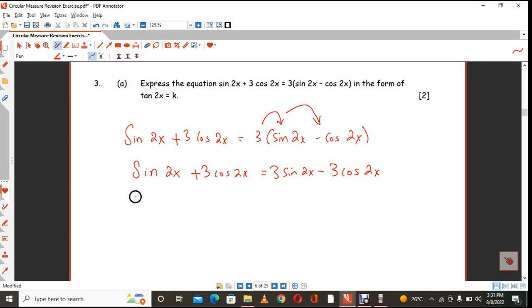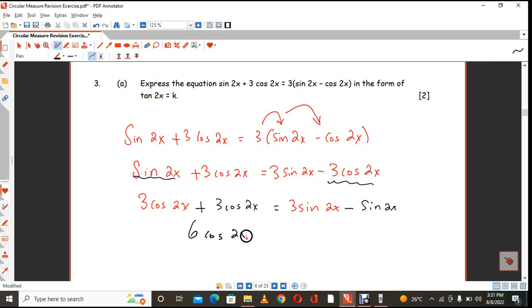So let's collect like terms. If I collect like terms, I have 3 cos 2x, and then I'm going to have plus 3 cos 2x. All right, that's that one. So that's going to equal, of course, I have 3 sine 2x, so I'm going to have to subtract sine 2x, which is this one over here. So that's 6 cos 2x equals 3 minus 1, that's 2 sine 2x.